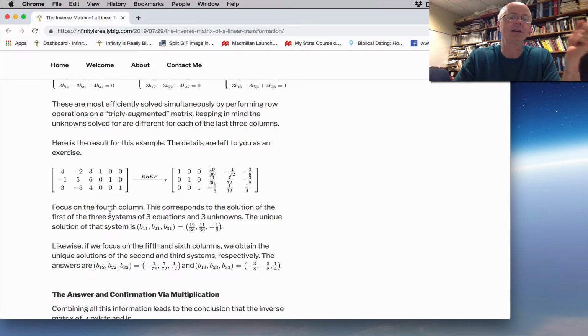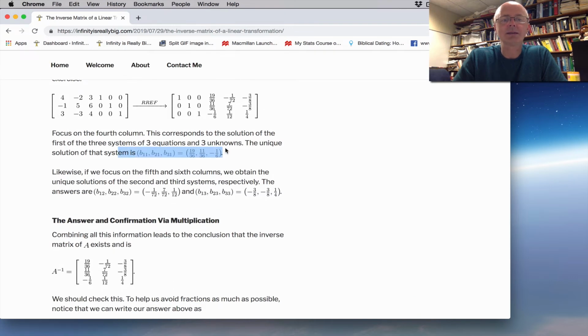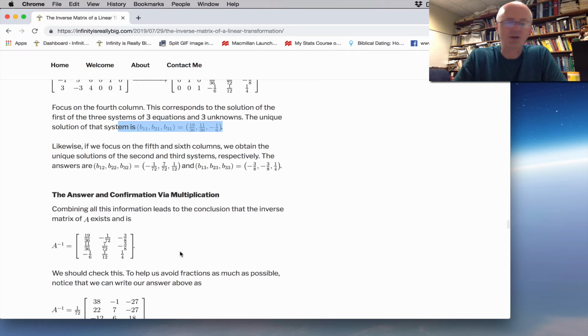I do not show the details here because they're kind of unpleasant, but you should work through those details yourself to get this answer here. And that ultimately you write these things as columns of your inverse matrix. Here they are. You should double check all this.